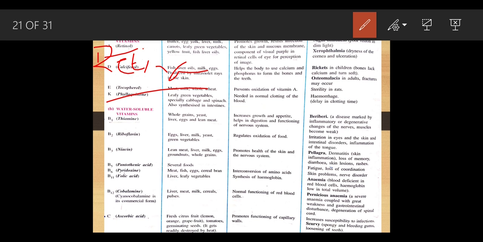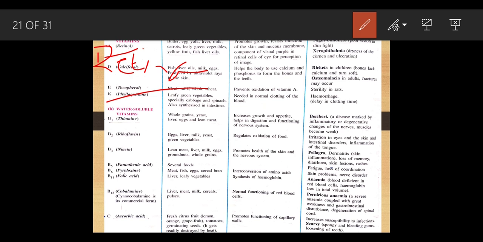What happens in xerophthalmia? There is dryness of the cornea and ulceration, meaning the cornea gets very thick and a person is not able to see. Dryness of the cornea can cause redness of the eye. So these are the problems related to vitamin A.